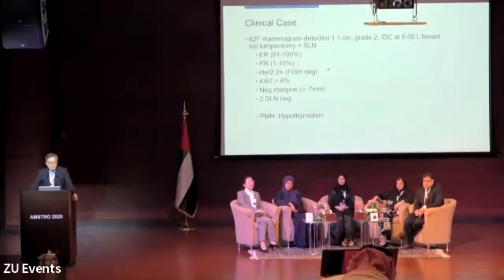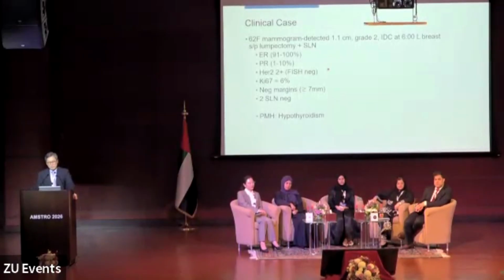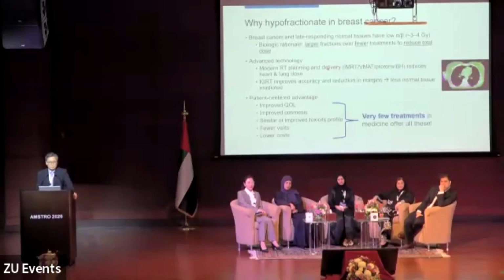So this is a case I saw just last week. A 62-year-old postmenopausal lady who underwent annual screening mammogram found a small 1.1 centimeter grade 2 invasive ductal carcinoma at the 6 o'clock position of the left breast. She had breast conserving surgery and found that this was ER/PR positive, PR weakly positive, HER2 equivocal on the IHC, ultimately negative on the FISH. Ki-67 was 60%, margin was widely negative, and 2 sentinel lymph nodes were negative. She has no other medical comorbidities or competing factors except for hypothyroidism, which is well controlled.